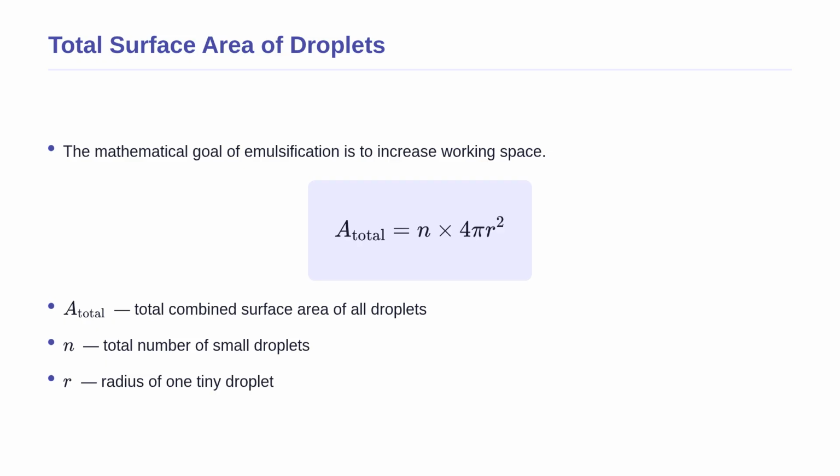The mathematical constant pi is approximately 3.14159, and the variable r represents the radius of one of the new tiny droplets. This formula tells us that to find the total working space for our enzymes, we calculate the surface area of one tiny droplet and multiply it by the total number of droplets. As the radius decreases, the number of droplets increases exponentially, causing the total surface area to skyrocket.